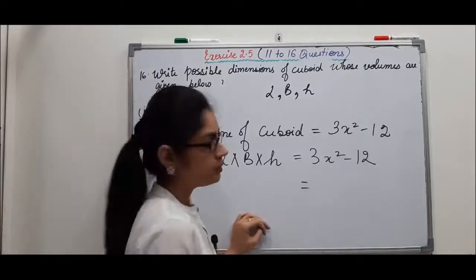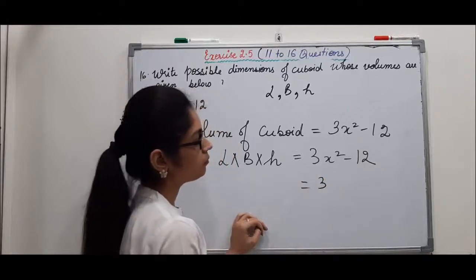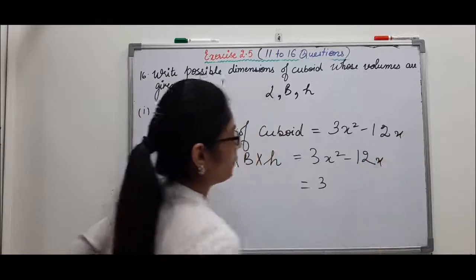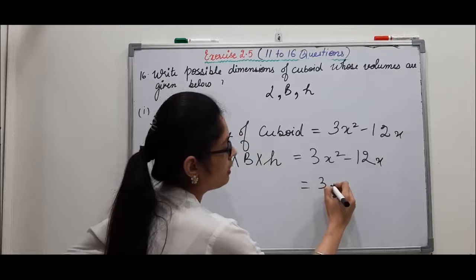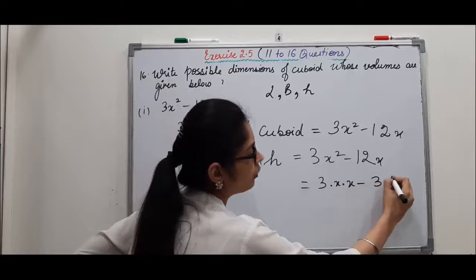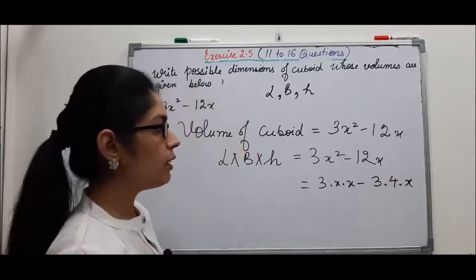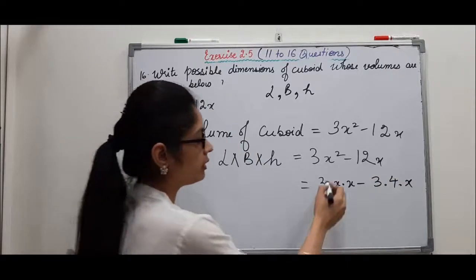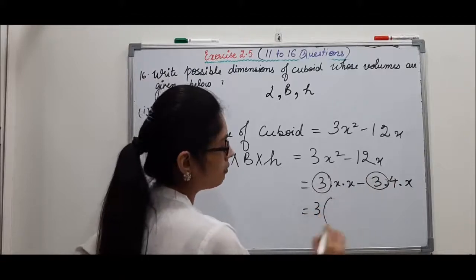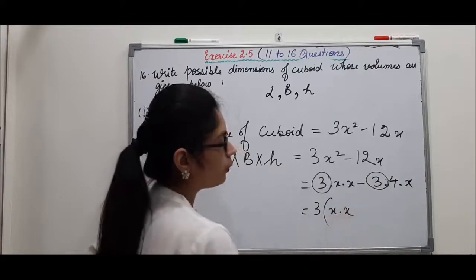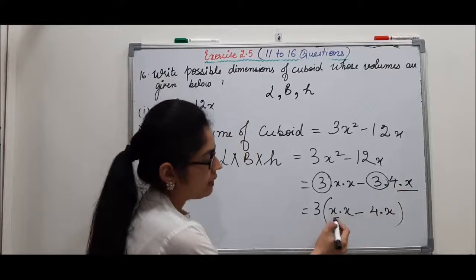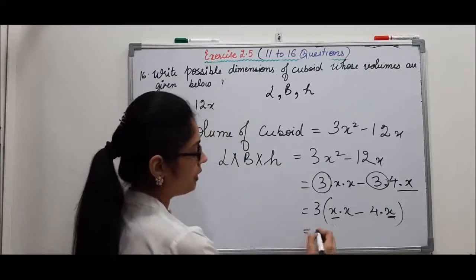Now we'll just write this expression in a simpler form. It is 3x square minus 12x. So you can write 3 into x minus 12, again we can write as 3 into 4 into x. Now one by one we'll take out the common terms. First of all you can see 3 is common. So 3 I can write out, remaining terms I will write as it is, into x minus, so here it is 4 into x. Now again if we see, x is common in both the terms, so we will write x out.